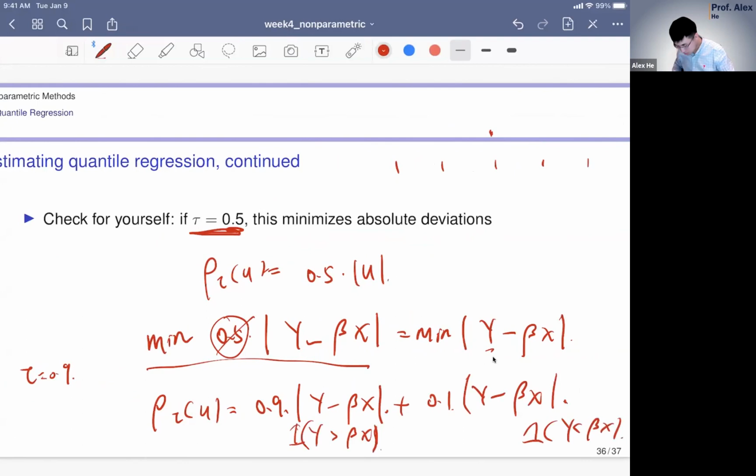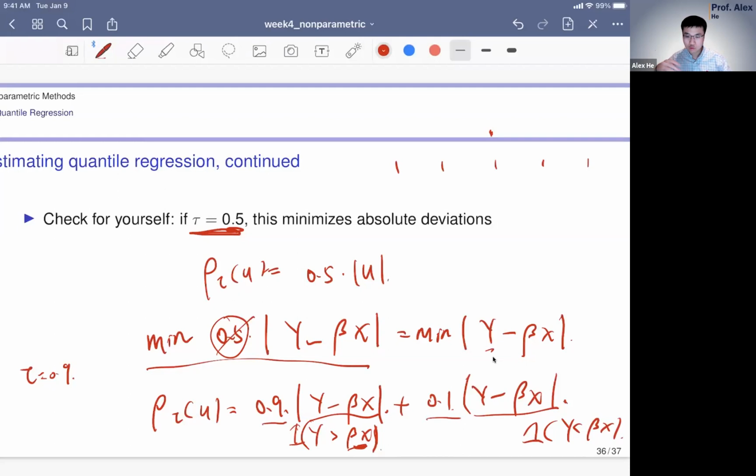And what this does is also the deviation, but we are weighting the negative and positive deviation differently. So if the predicted value is smaller than y, then we put a lot of weight on that deviation. Okay, and if it's bigger than y, we put less weight. So we're sort of penalizing the cases more when the predicted value is lower than the actual y.